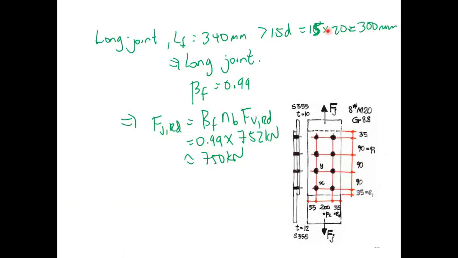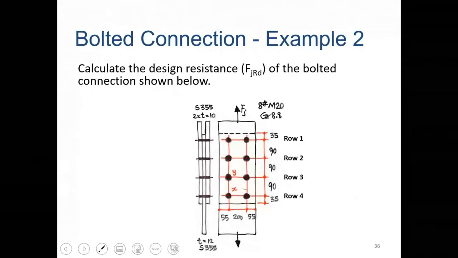We checked if it was a long joint, given the length of the joint that we have here, and we found that it was greater than 15D, just about. So we would have a reduction factor of 0.99. So we multiply the total resistance of the connection and reduce it down by 0.99. So it's around 150, or maybe a little bit less, is the total capacity of that bolted joint. Okay, so that was that example.